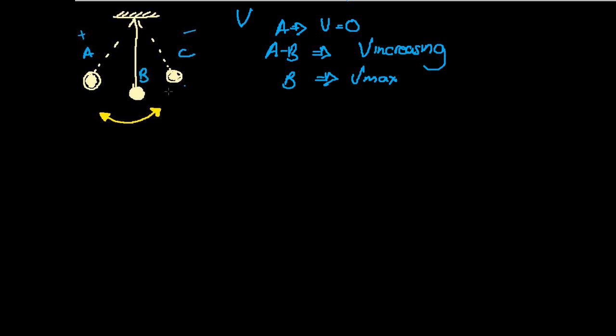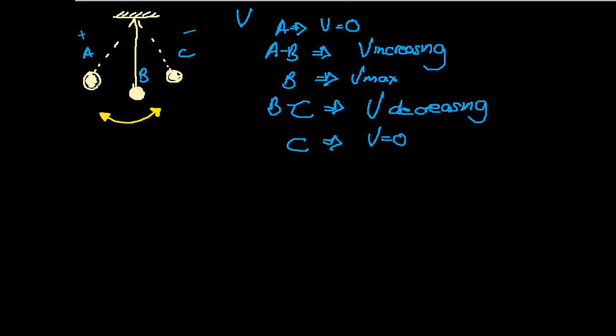From B to C, it's moving away from its equilibrium position, so the velocity will be decreasing. So B to C, velocity decreasing. And C would have zero velocity again because it's a maximum displacement position again. Velocity is equal to zero. And this is for the motion of the pendulum from A to C.